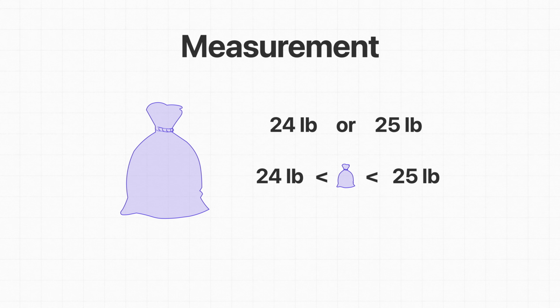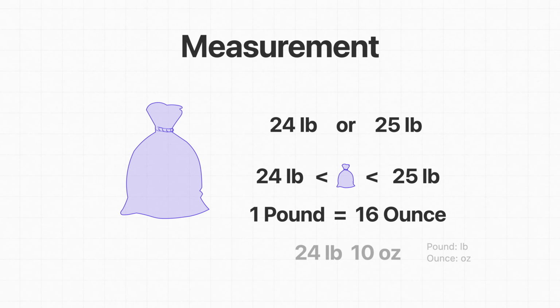People needed a smaller unit, so they created one. It was called the ounce. 1 pound equals 16 ounces. Now the sack of rice can be measured accurately: 24 pounds and 10 ounces. Problem solved. Now imagine you're a spice trader.